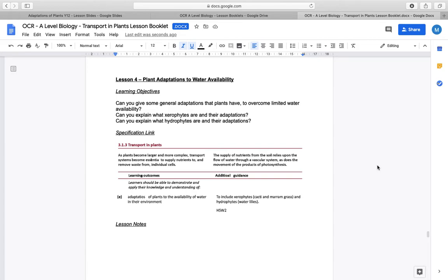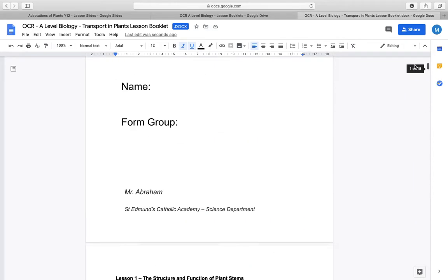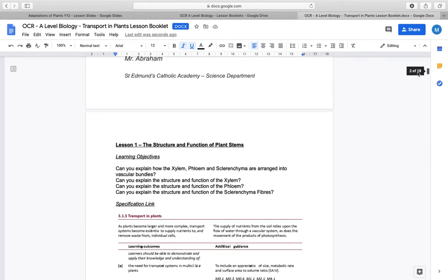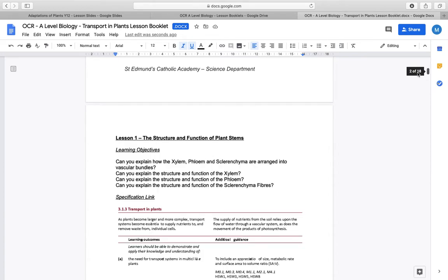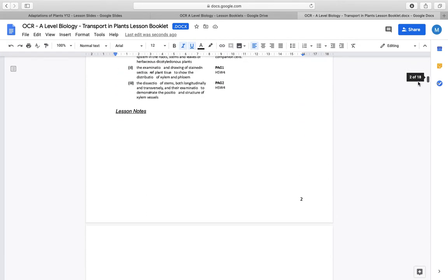Hello and welcome to this next lesson in our topic on transporting plants. In previous lessons, if you're using the lesson booklet that I've given you, we've looked at the structure and function of plant stems. You should be able to answer those learning objectives linked to the specification below.